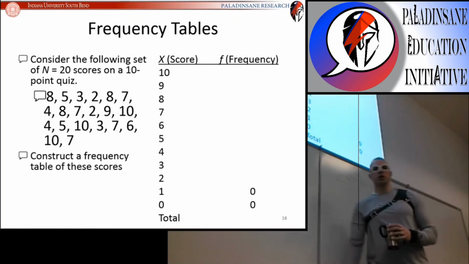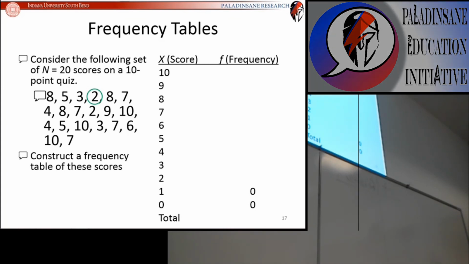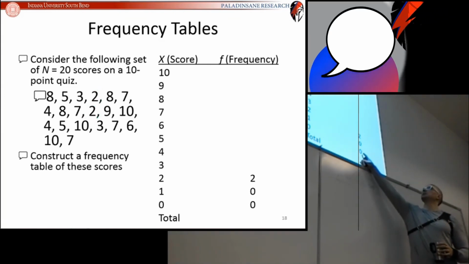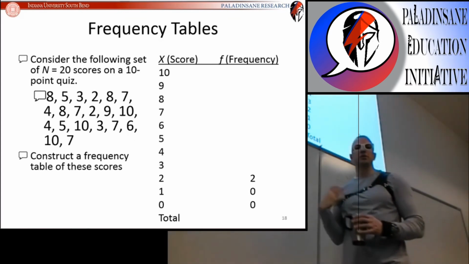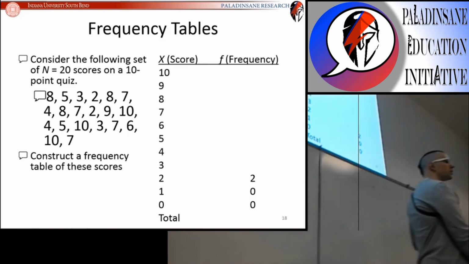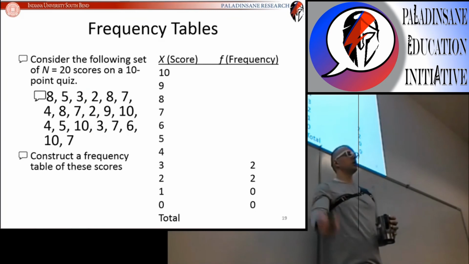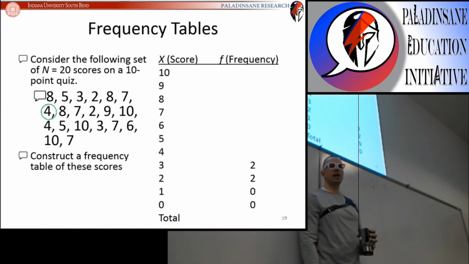For a possible score of 2 out of 10, we start analyzing our scores, and we have one individual right there who scored 2 out of 10. We have a second individual who scored 2 out of 10. So we have 2 people that scored 2 out of 10. A possible score of 2 has a frequency of 2. It occurred twice. Same thing we would do with a score of 3. There's one individual that scored 3 out of 10, and another individual that scored 3 out of 10. A score of 3 has a frequency of 2 as well. We will continue on with a score of 4. That occurs twice as well, so it has a frequency of 2.